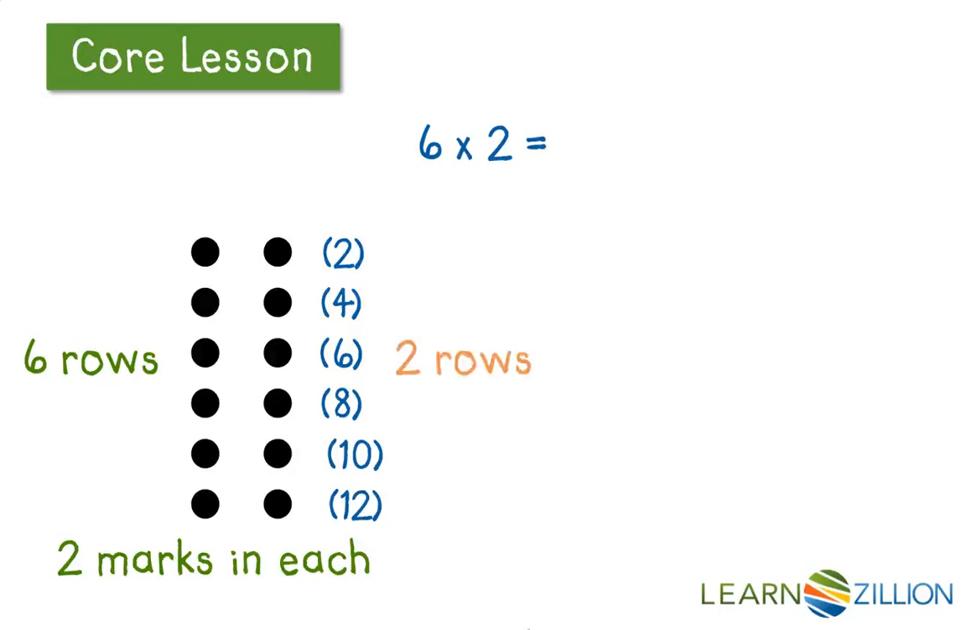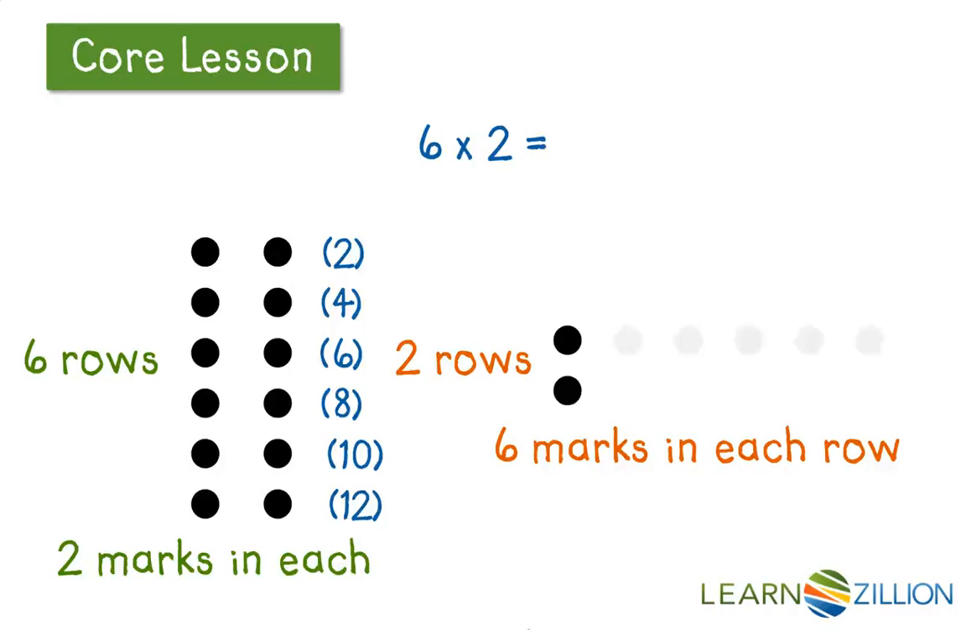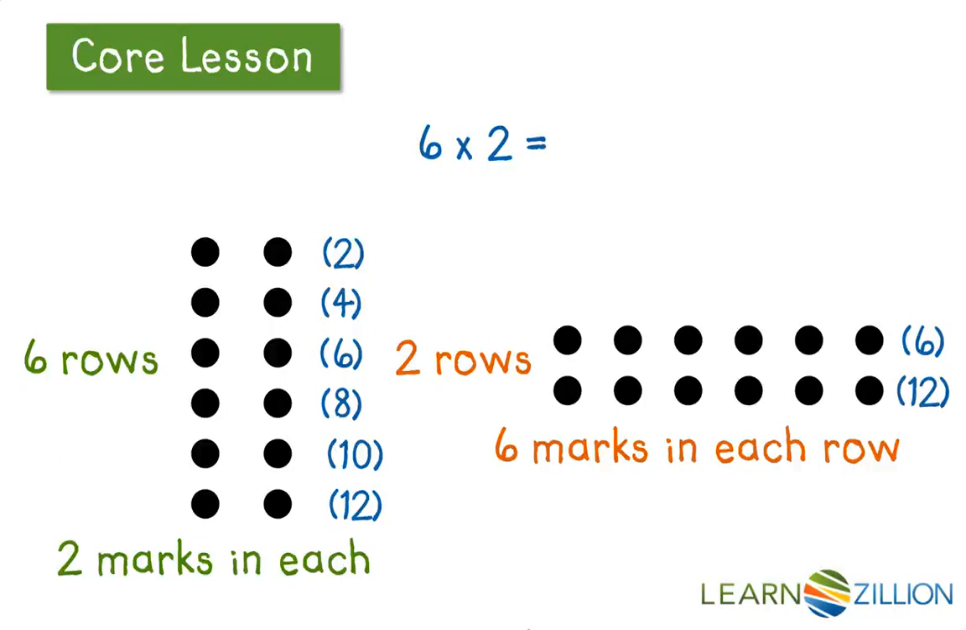Let's try making a slightly different array. This time, we'll have 2 rows with 6 marks in each row. 1, 2 rows with 6 marks in each row. That gives us 6, 12 again. Either way we create this array, we get 12 in all. 6 times 2 equals 12. You may notice that these two rectangles are the same size and shape, and you would be right. That is true for the two arrays you can make for any multiplication problem.